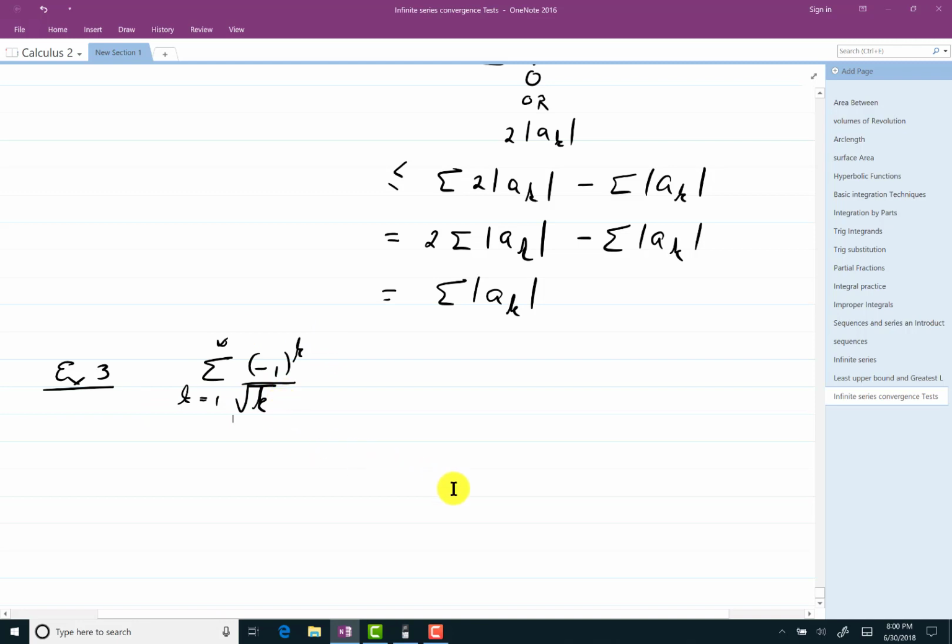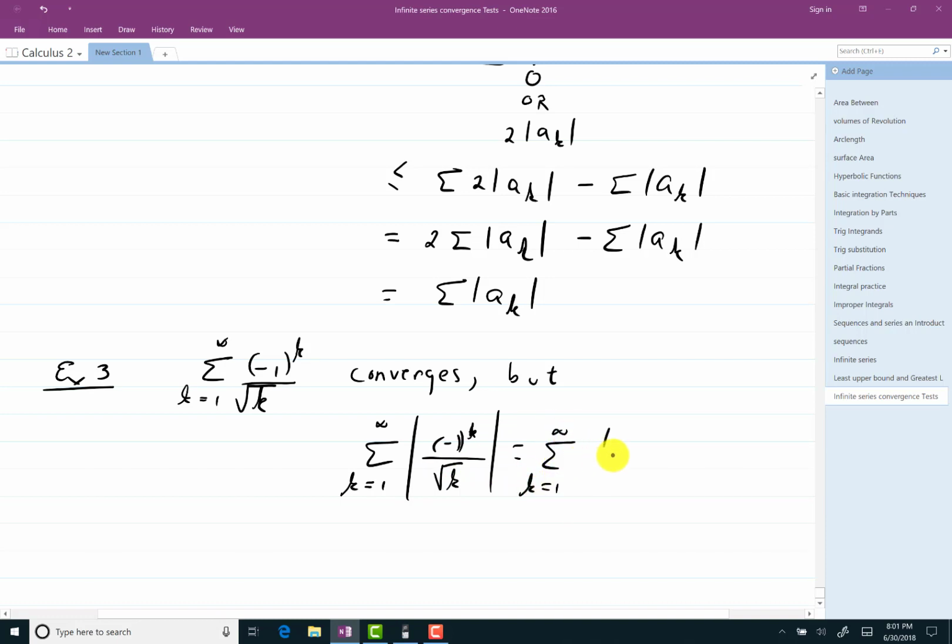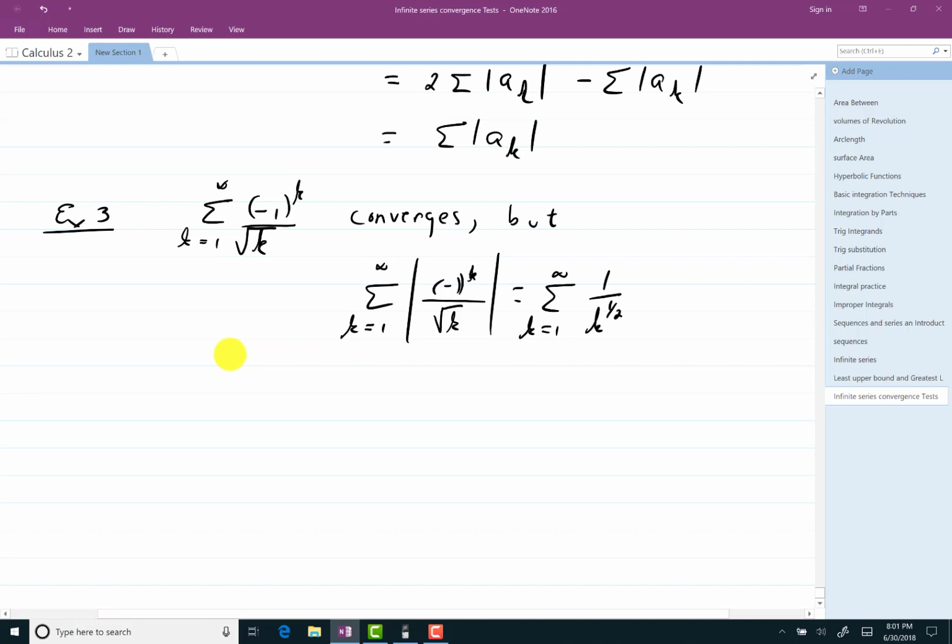We already know that this series converges. But the absolute value of it here, if I take the absolute value of each of the terms, we simply get a p-series, 1 over k to the 1/2. We know that this diverges because that exponent is less than 1. All right, so since the series converges but the absolute value series diverges because the exponent is less than 1, this series is conditionally convergent.